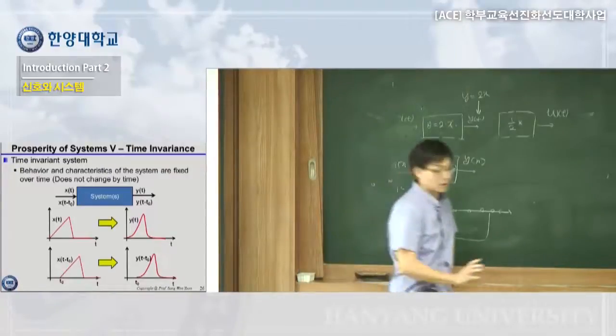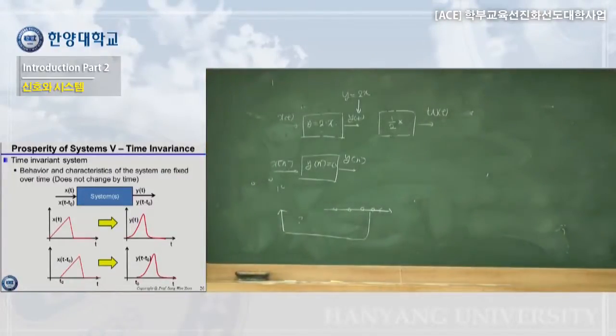So assume that we have a system. This is the input to the system. This is the output from the system. Assume that we have this triangular wave, and this shape will come out from the system. Assume that we apply this input after a certain delay. We shift it in time. So it is the same shape, but shifted in time by t0.